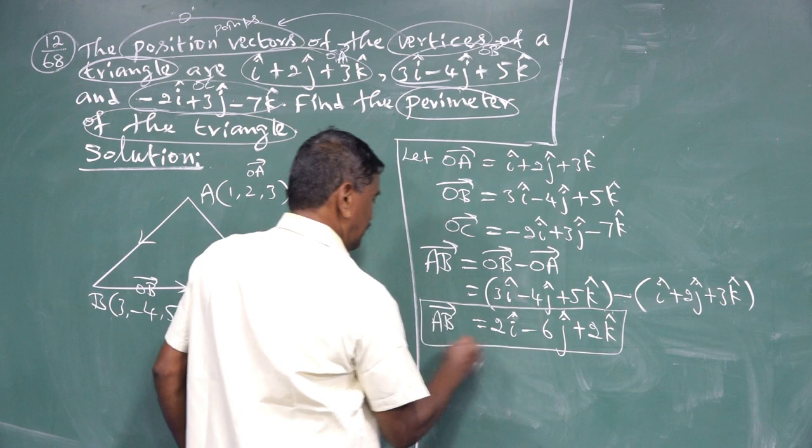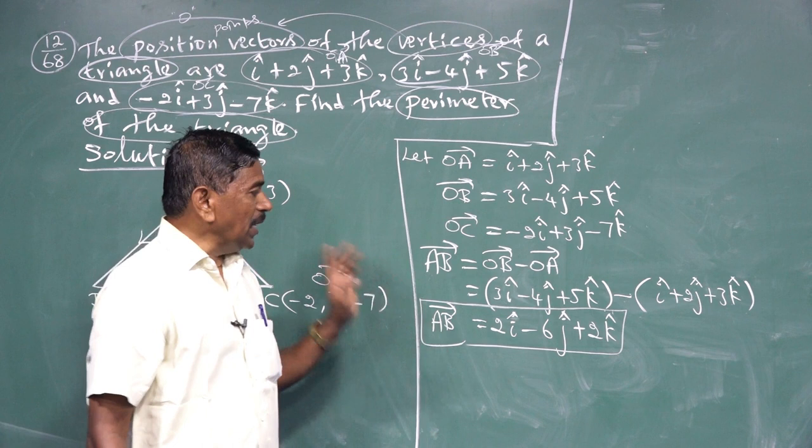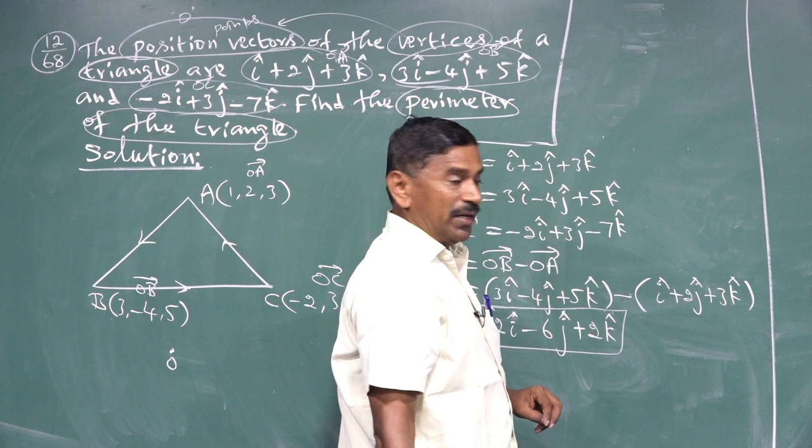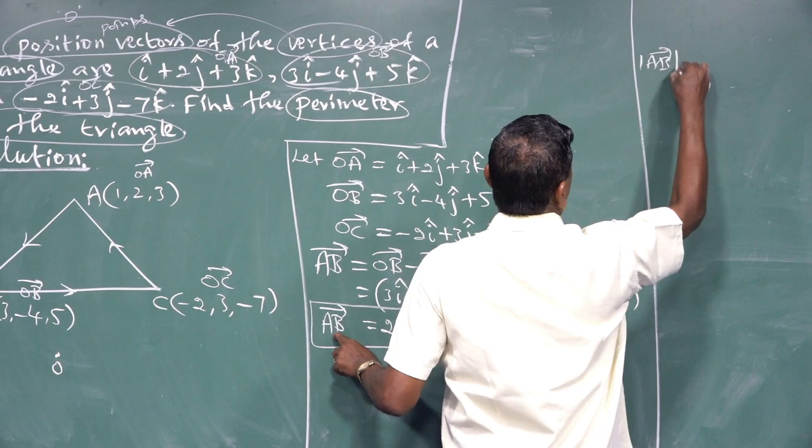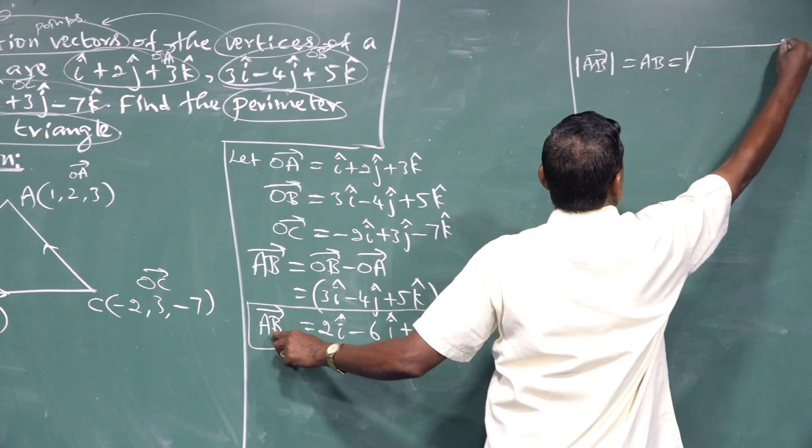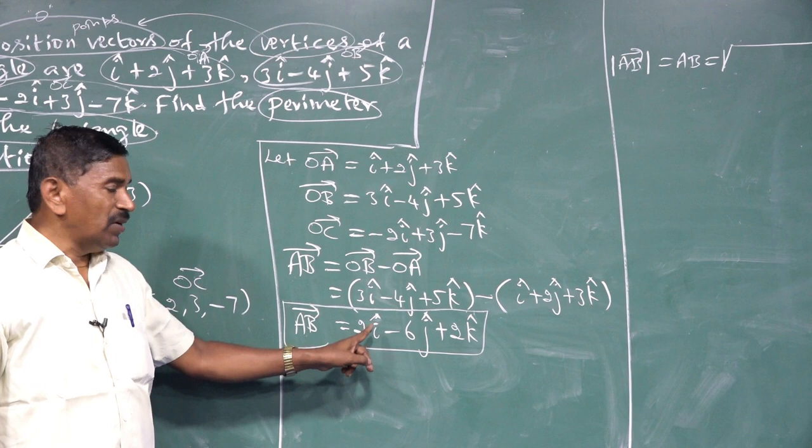Next step, modulus, that is magnitude. Modulus AB vector is equal to, simply we can say AB also, which is equal to square root of the sum of the squares of the i, j, k coefficients. Listen to your answer.